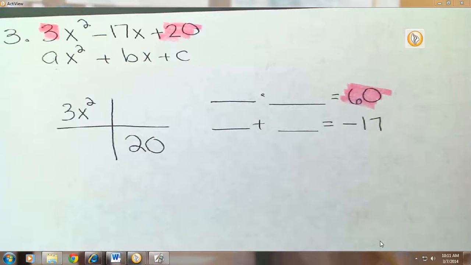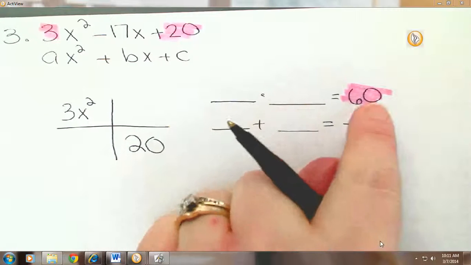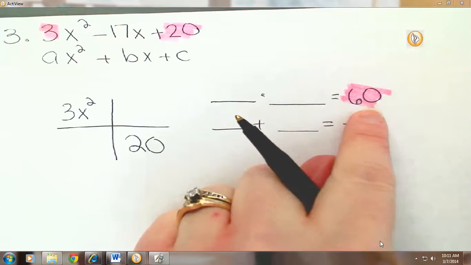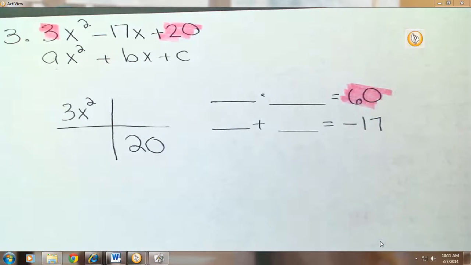So what are the factors of 60? Two numbers that multiply to 60 and add to negative 17. Okay, if we use negative 20 times 3, does that multiply to a positive 60? Multiply to a negative 60. You're close. What else could we use? What is it? Okay, we have to use two negatives, it looks like.